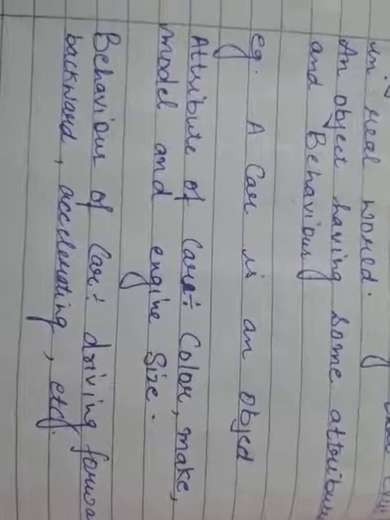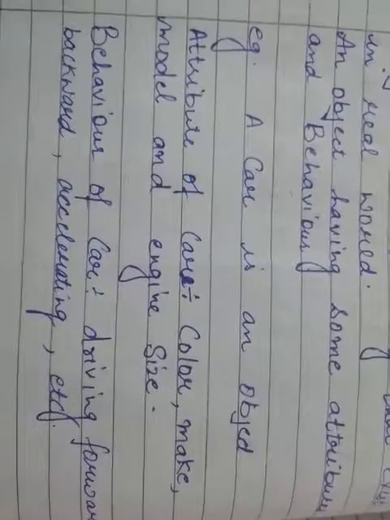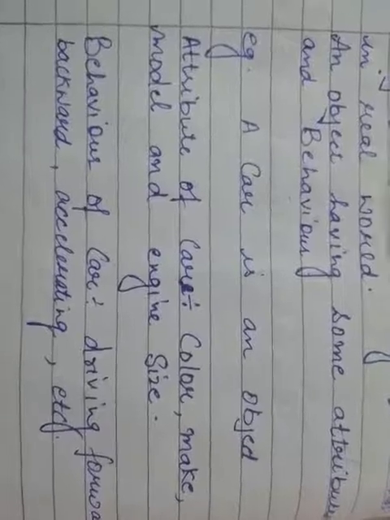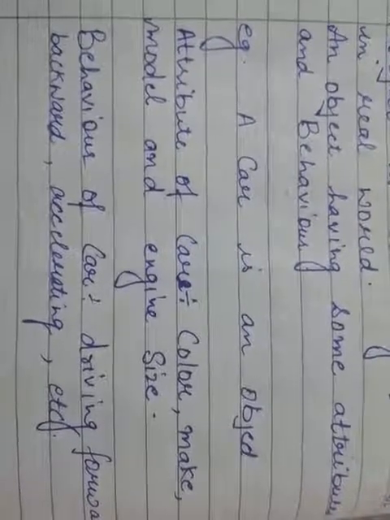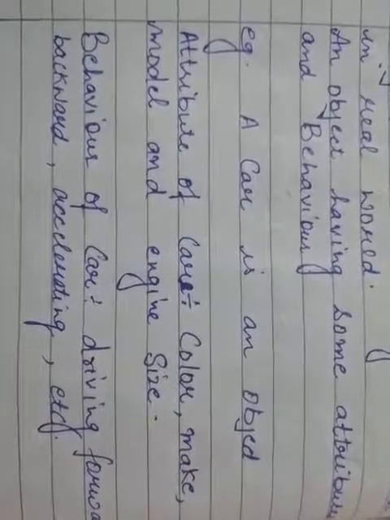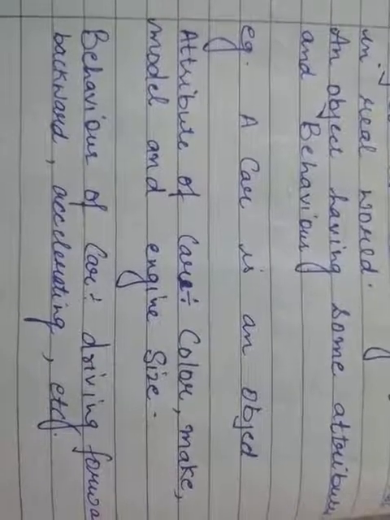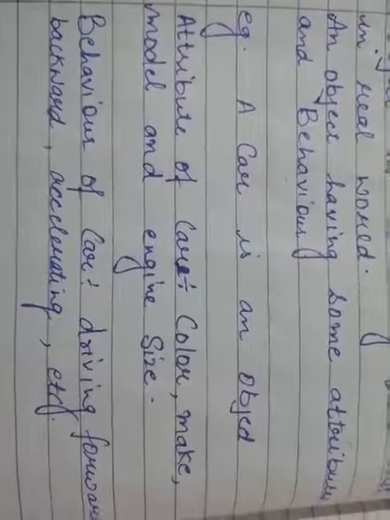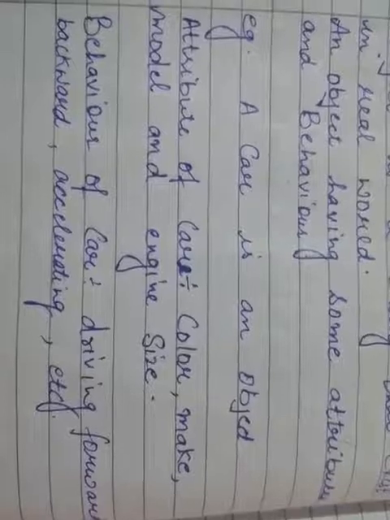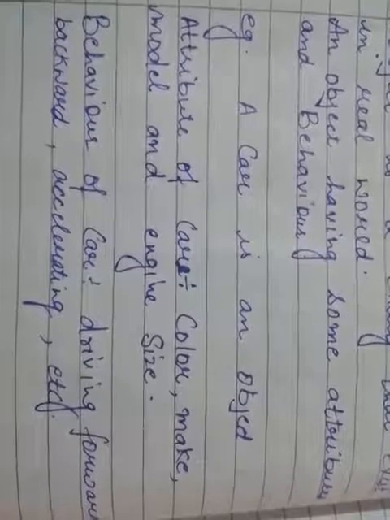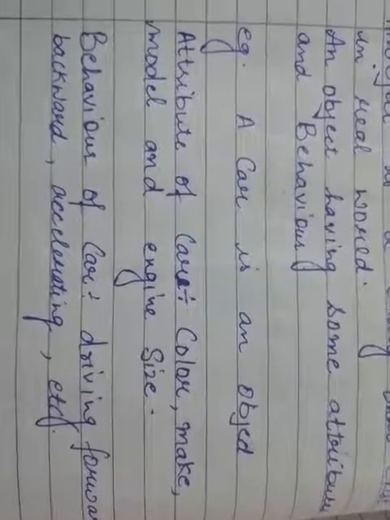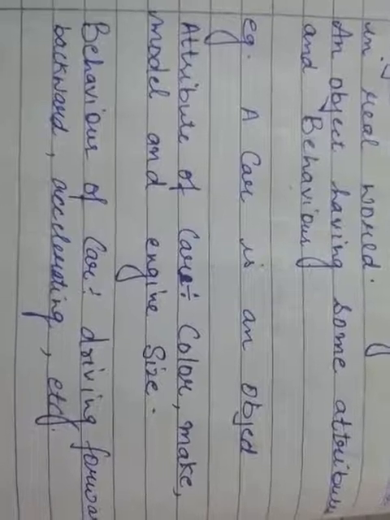So attributes of a car. What can be the attributes, the features, of a car? That is the color of the car, make and model of the car, engine size, and what is their behavior, that is driving forward, backward, accelerating, etc. So these are some of the attributes and behavior of a car.